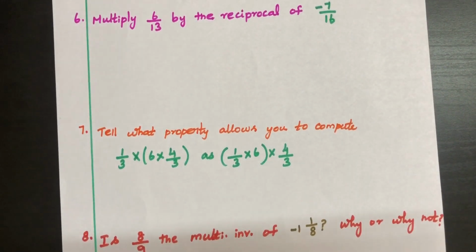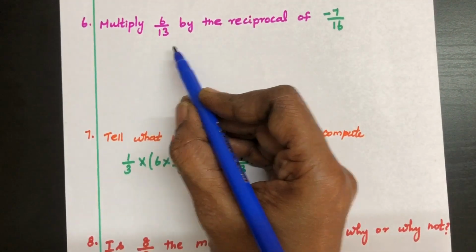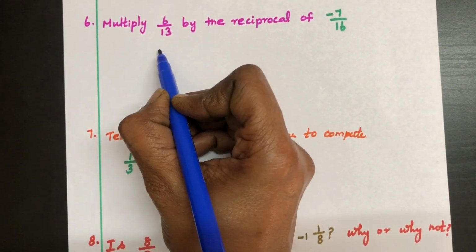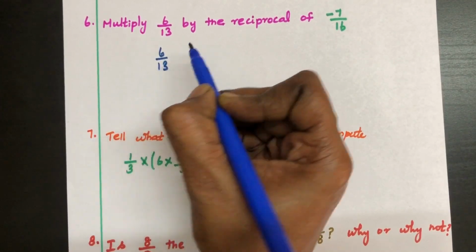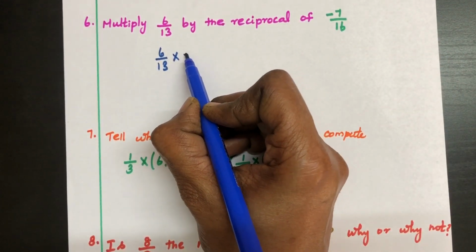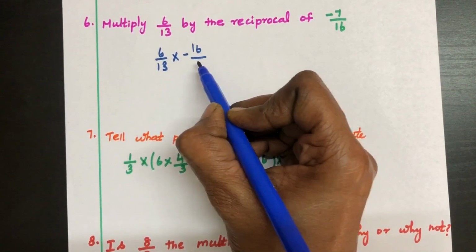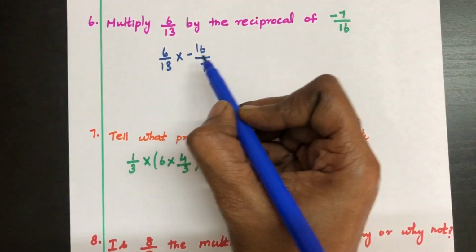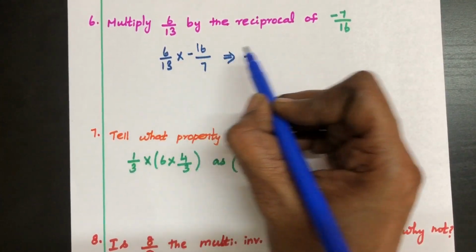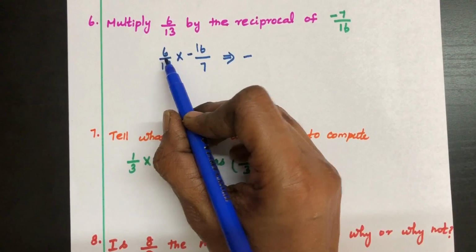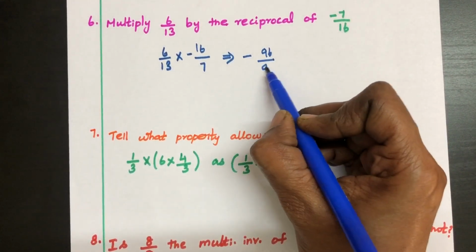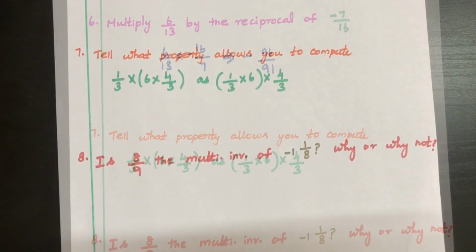Sixth question, multiply 6 by 13 by the reciprocal of minus 7 by 16. So what we are going to do is multiply 6 by 13 by the reciprocal of this thing, which means negative 16 by 7. That's all. So this gives us 16 into 6. Positive into negative is negative. 16 into 6 is 96, divided by 7 into 13, which is 91. This is the answer.